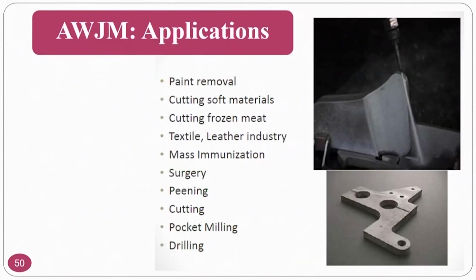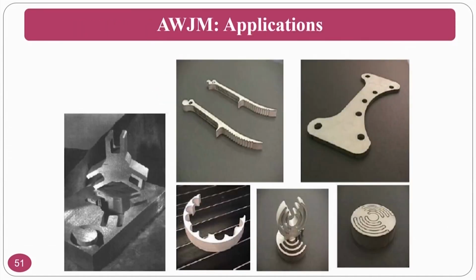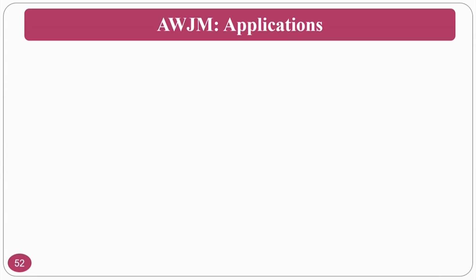If you look at the applications, normally you can use it for paint removal, cutting of soft material, cutting of frozen meat, textile. Frozen meat and similar things you can cut not with abrasive water jets but with plain water jets, and you can use it for pinning, cutting and other things. These are some of the applications cut by abrasive water jets. Very fine cuttings can also be done using the CNC controls.